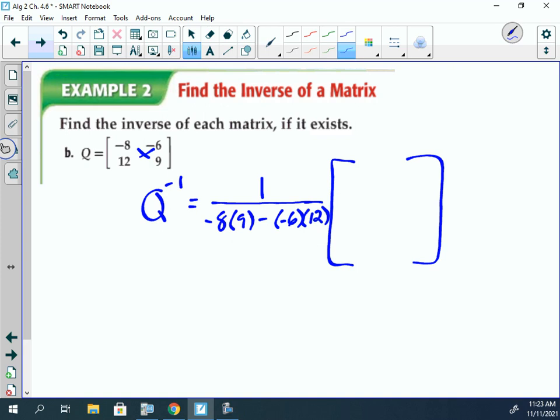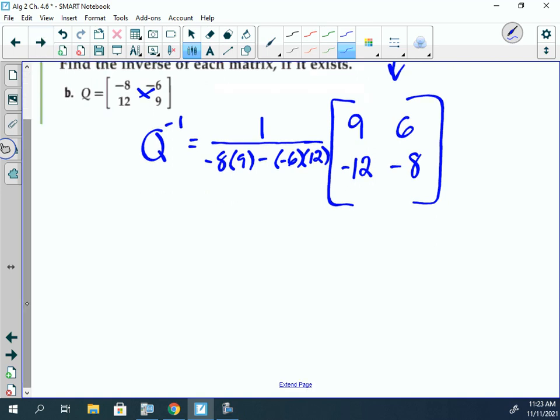Now how would we go inside the matrix now? Our first number would be 9, and then negative 6, because our A and B, the negative 8 and 9, switch places, and our negative 6 and 12, we flip the sign. Any questions on how we set this up?